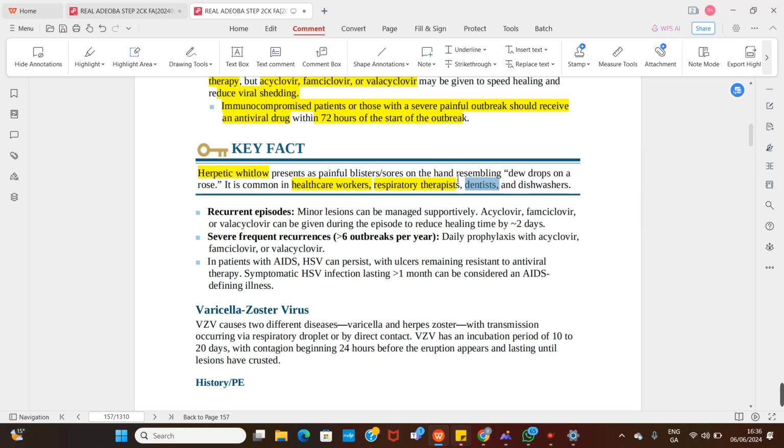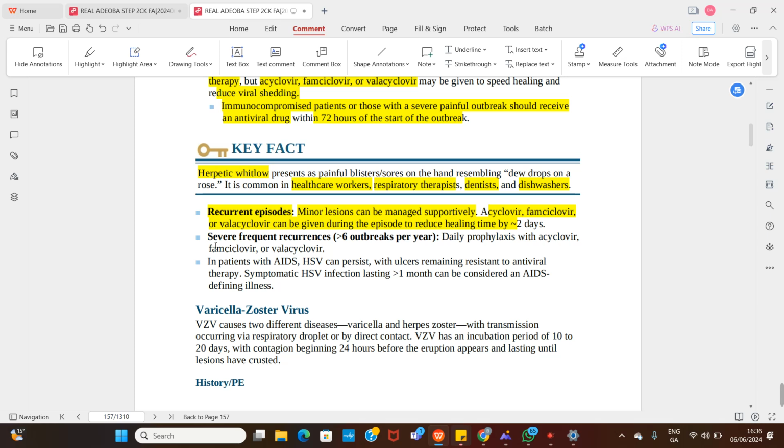So how do you treat an individual with recurrent episodes? Just like the same thing, you can treat the minor episode supportively, and you can give any of your valacyclovir during the episode to reduce the healing time and reduce viral shedding. So you can see that it's the same thing, supportive, or you can decide to give valacyclovir just to reduce the shedding time and promote faster healing.